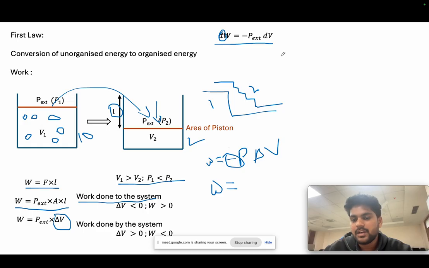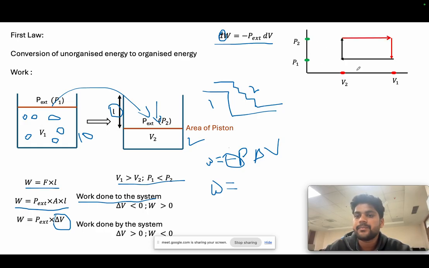Or the second way is, suppose if you see this one, V1 is greater than V2 and P1 is less than P2. There are different paths we can take to go from one position to another. Suppose from here to this position I can take either this route or this route, or maybe this one also. So there are different paths on how the work can be done.